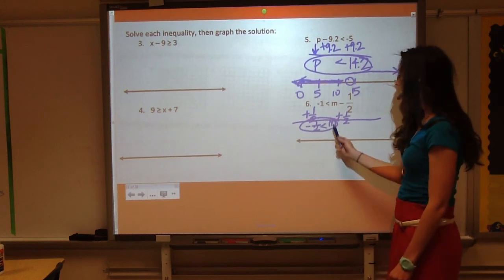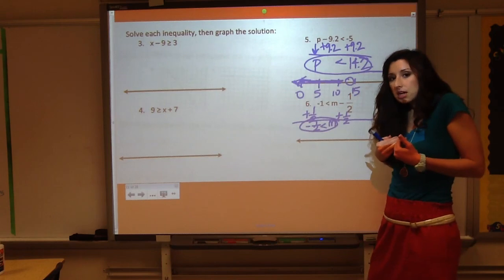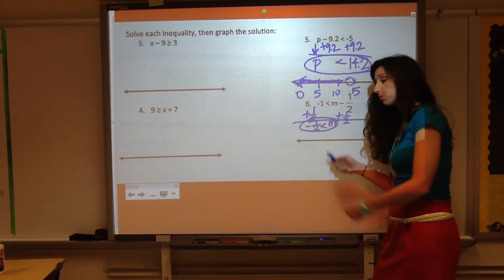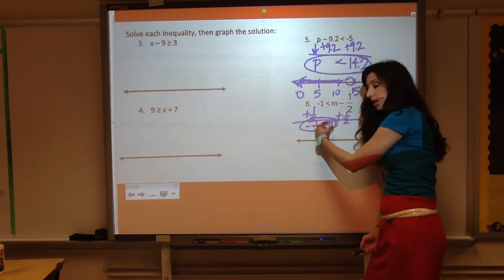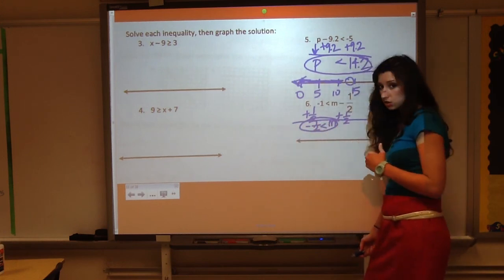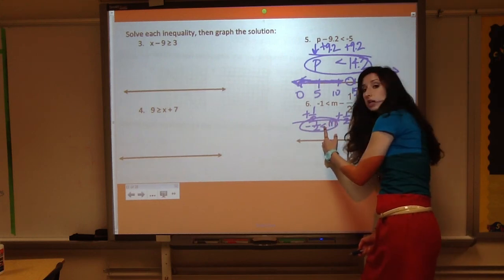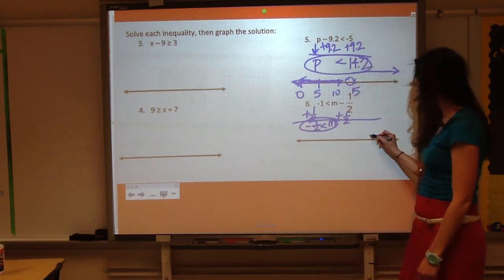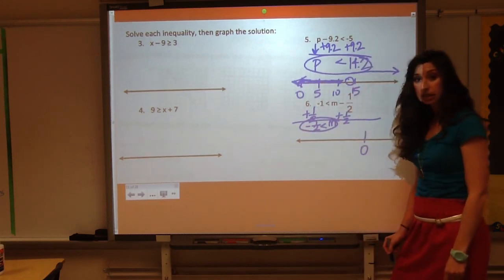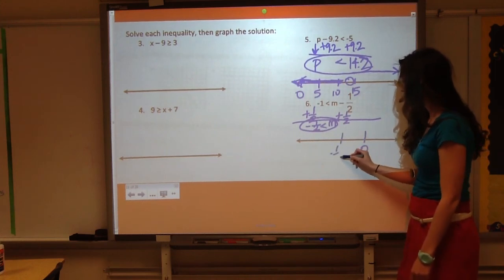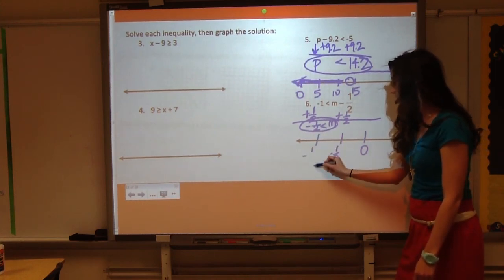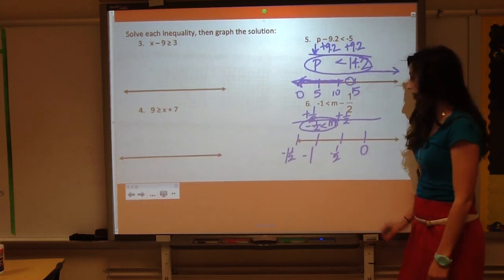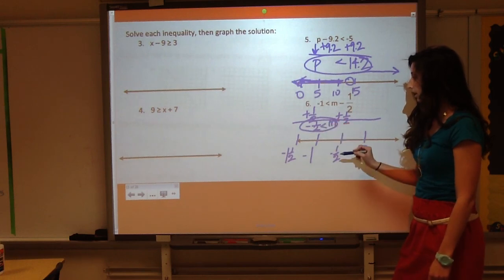Okay? So we have negative 1/2 is less than m, but if I read it with the letter, m is greater than. Everybody see that this is eating the m? So I'm going to read it the way that my letter starts. M is greater than negative 1/2. Well, because I have negative numbers, I'm going to put my 0 more over here, and I'm going to count by halves. This is negative 1/2. This is negative 1. This is negative 1 and 1/2.